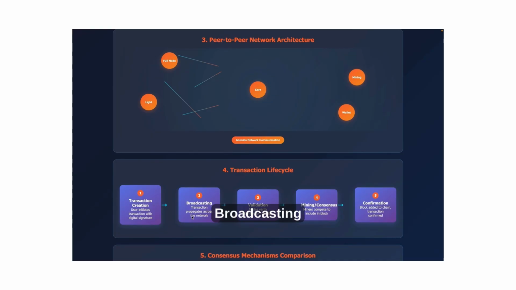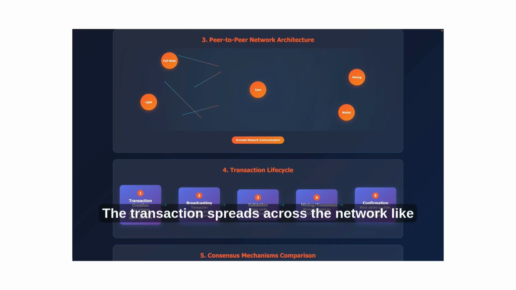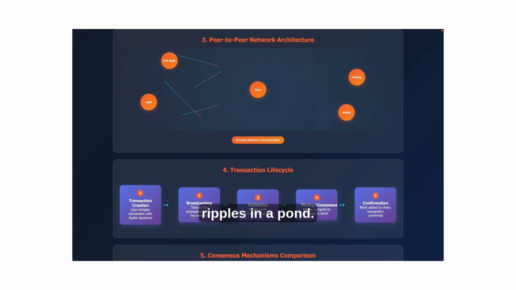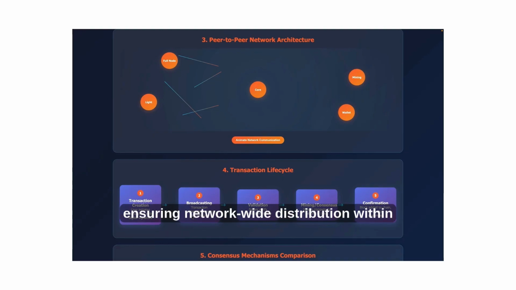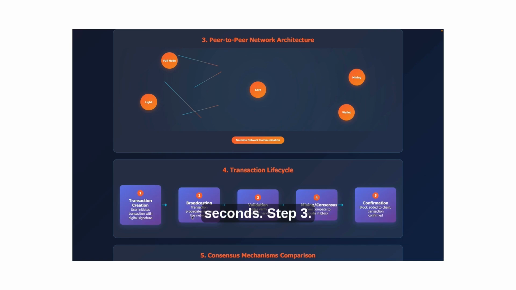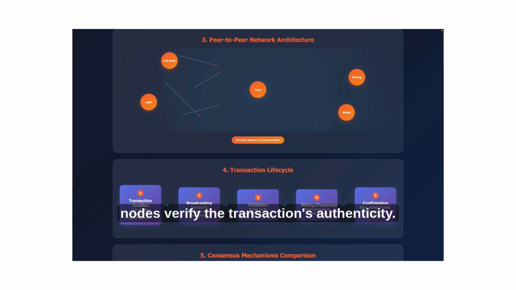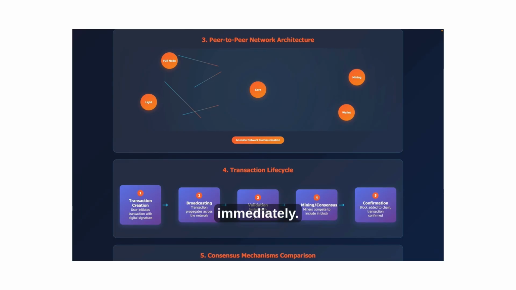Step 2. Broadcasting. The transaction spreads across the network like ripples in a pond. Each node receives the transaction and forwards it to its neighbors, ensuring network-wide distribution within seconds. Step 3. Validation. Network nodes verify the transaction's authenticity. They check digital signatures, confirm account balances, and ensure the transaction follows network rules. Invalid transactions are rejected immediately.